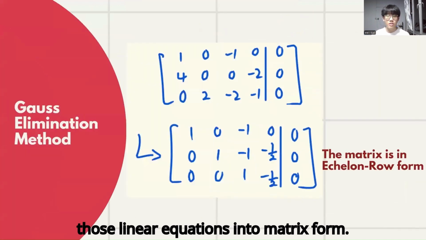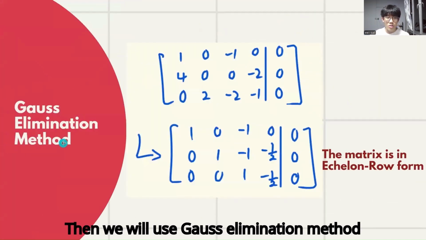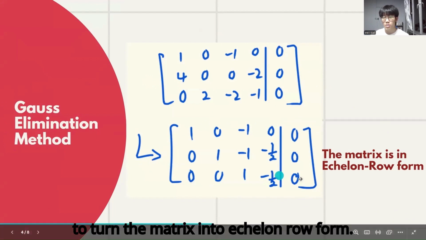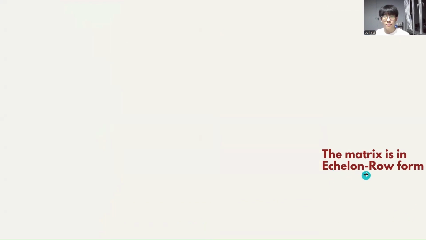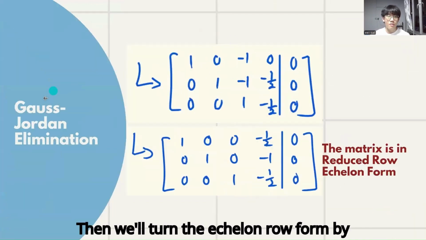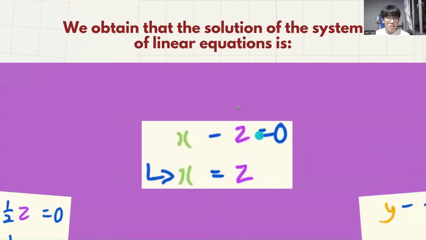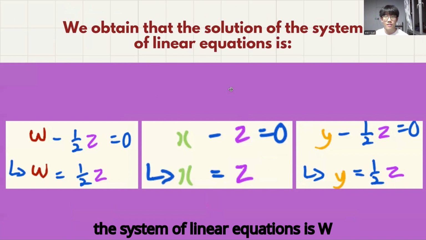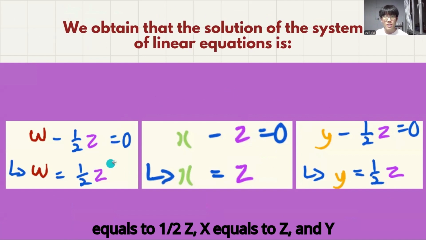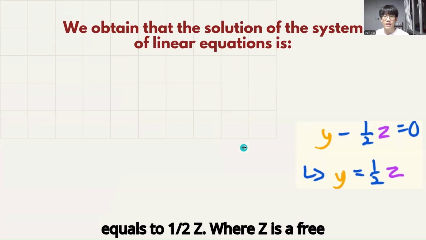Then we will turn those linear equations into matrix form. Then we will use the Gauss elimination method to turn those matrices into row echelon form. Then we will turn the row echelon form, by using the Gauss-Jordan elimination method, into reduced row echelon form. Then we will obtain that the solution of the system of linear equations is W equals 1 over 2Z, X equals Z, and Y equals 1 over 2Z.